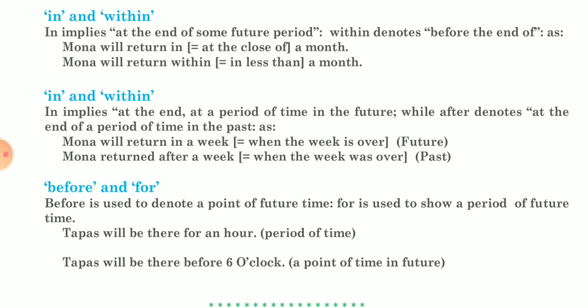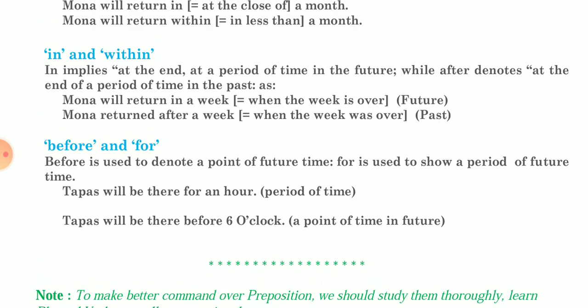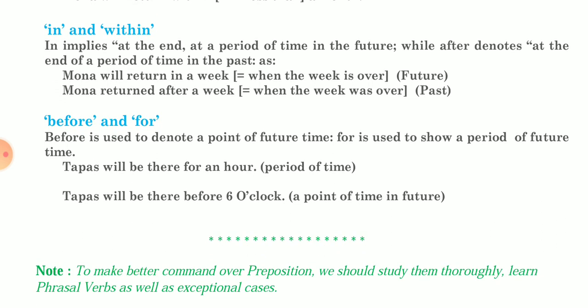After for past, and here before and for. So here before and for, before is used to denote a point of future time. For is used to show a period of future time. Tapas will be there for an hour, a period of time. For an hour, only for 1 hour.